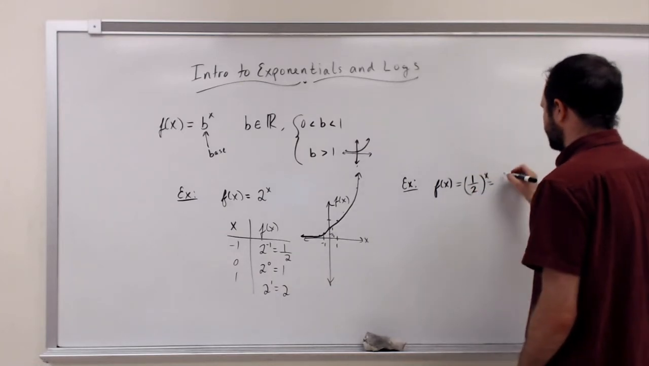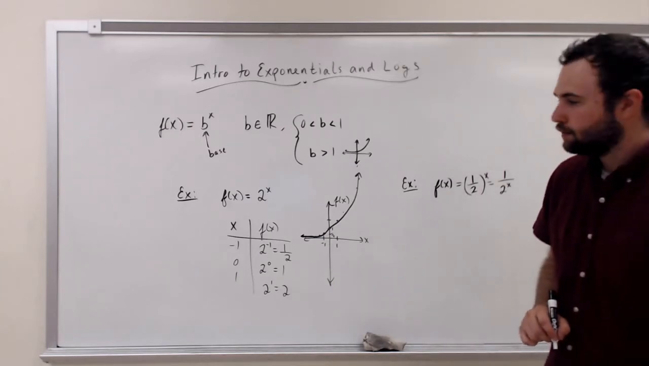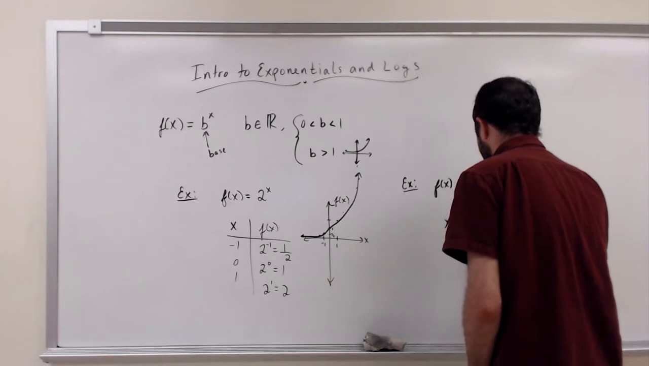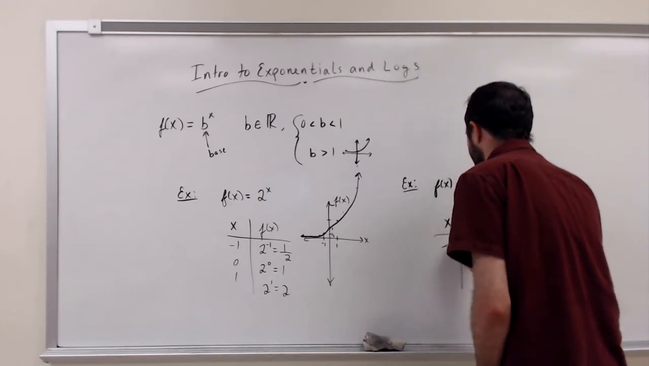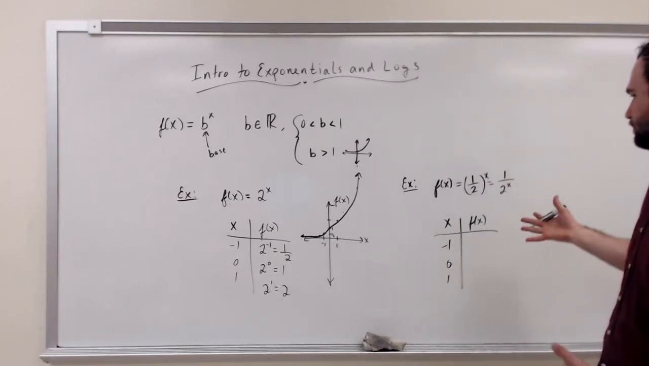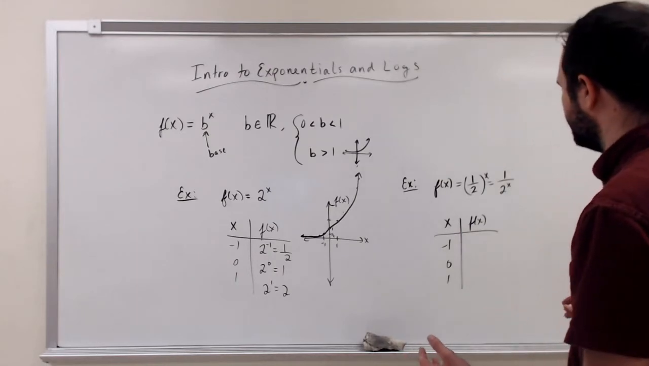Okay, and if we simplify this, this is just 1 over 2 to the x, just to give us an idea of what's going on. Again, let's do our little chart. Probably shouldn't have called it f of x, but it's okay. Plug in a value. Well, what's going to happen, if you see the symmetry that's going on here.